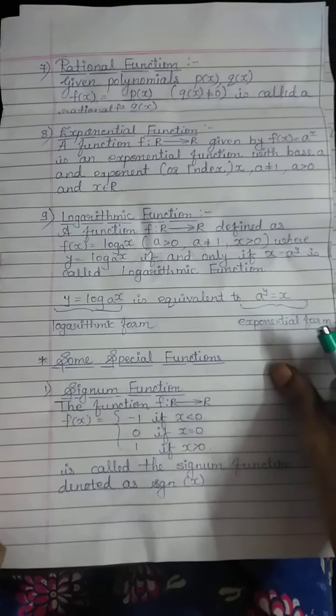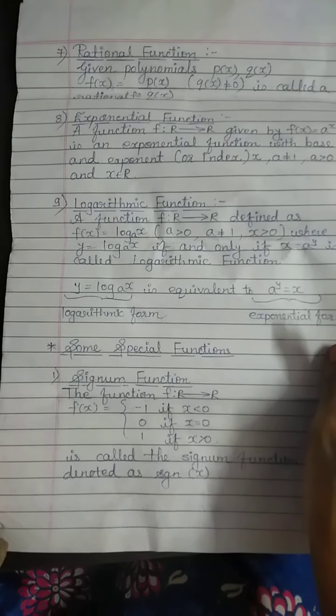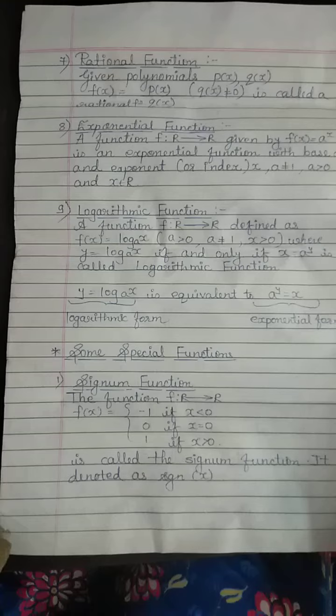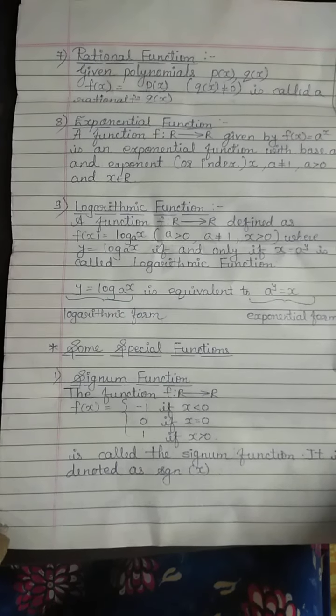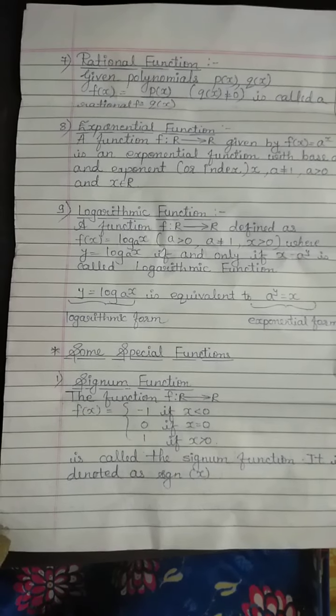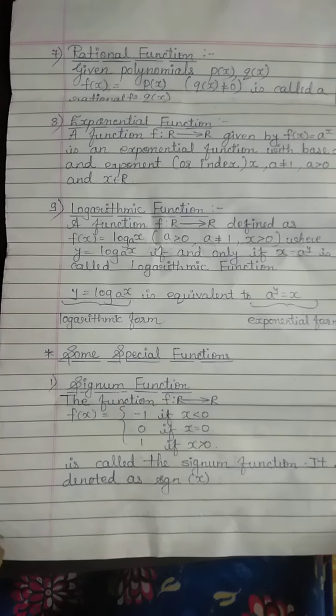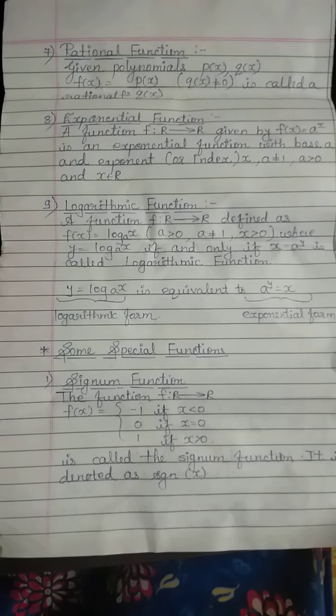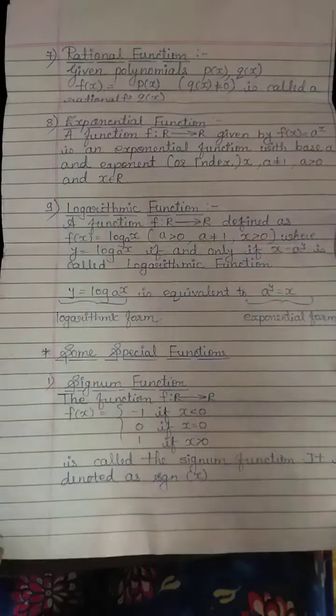Now our next type is rational function. Given polynomials p of x, q of x, then f of x will be of the type p of x upon q of x, including the condition that q of x is not equal to 0 and is called as rational function.